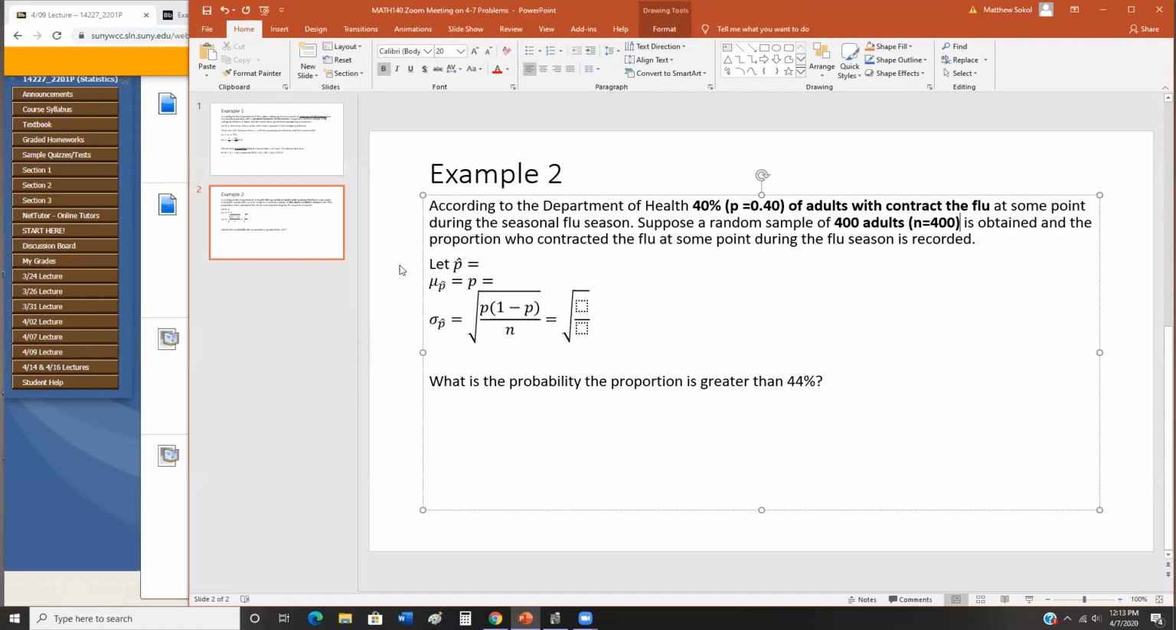So I define this variable, okay? This variable is called p hat, and it is the sample proportion, okay? So p with that little caret on top, it really is called p hat. That's not a joke, okay? So we're going to let p hat be the sample proportion in 400 adults who contract the flu, okay?